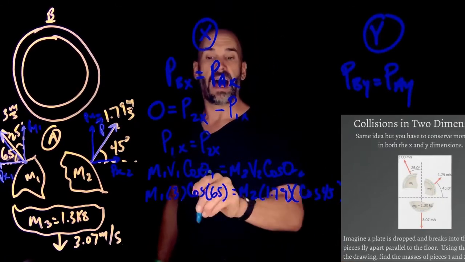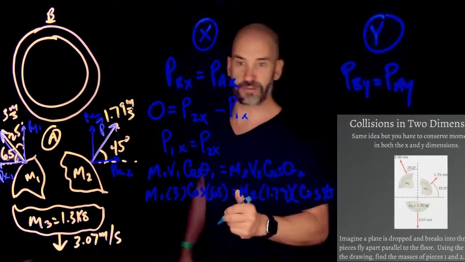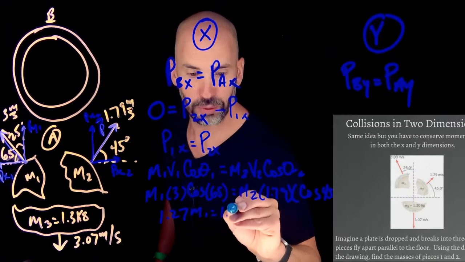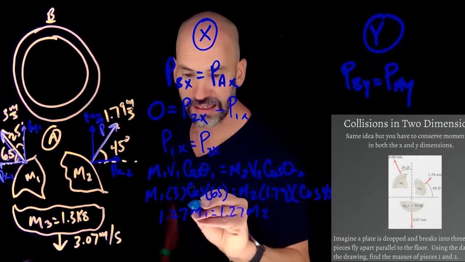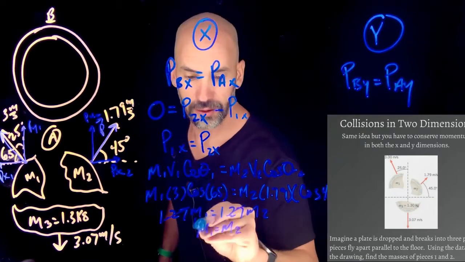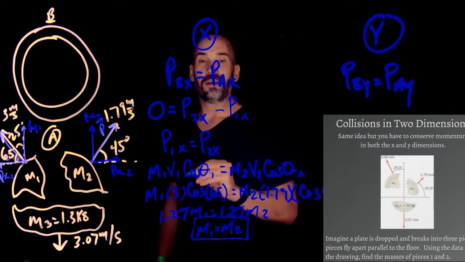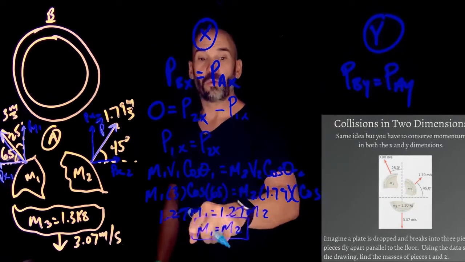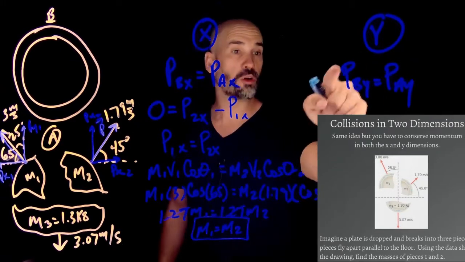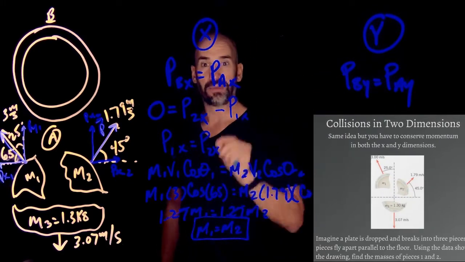So if I multiply these guys, I get approximately the same answer for both. It's about 1.27 m1 equals 1.27 m2. Cancel, cancel, m1 equals m2. All right, so this makes our life a lot easier. We don't know what m1 and m2 are, but this is just one equation. We have a whole other equation to deal with, and now we can make that substitution into there to make the problem a little bit easier.